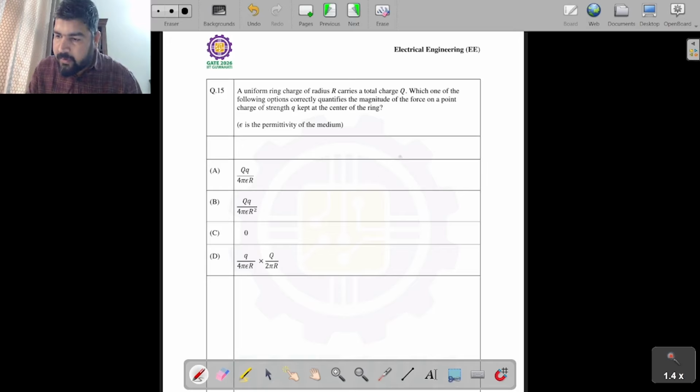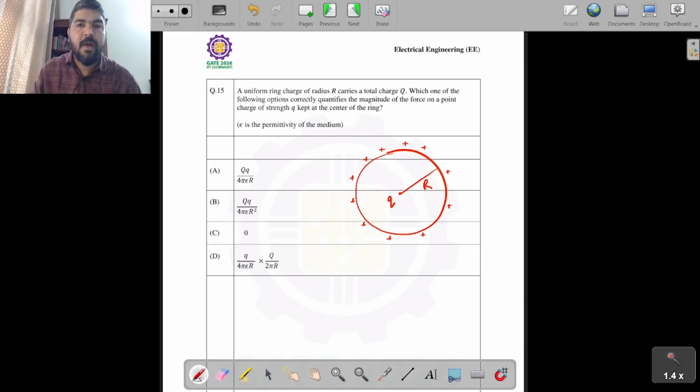So we have a ring of radius capital R. On this ring, capital Q charge is distributed uniformly, and there is a small q test charge placed at the center of this ring. We need to find the net force on this test charge q. So with the help of symmetry, we can say that the net force on this small charge q will be 0.